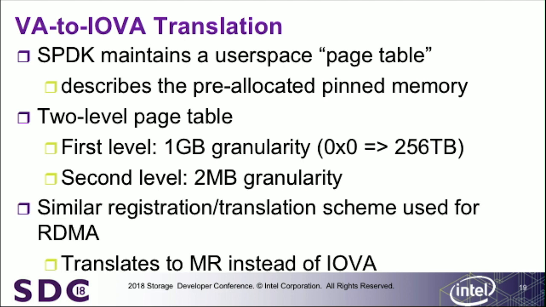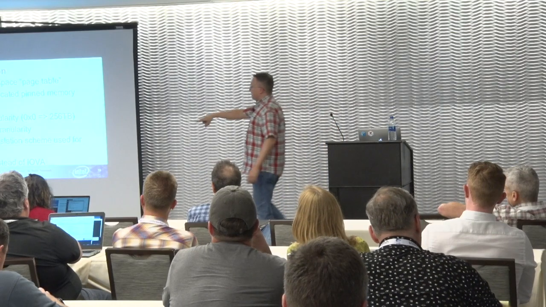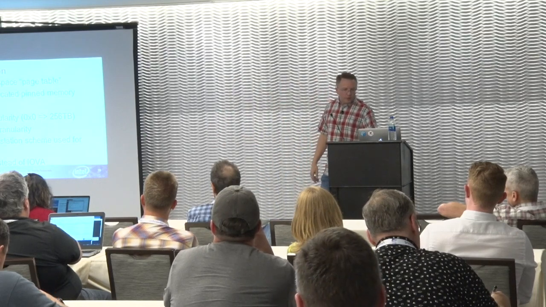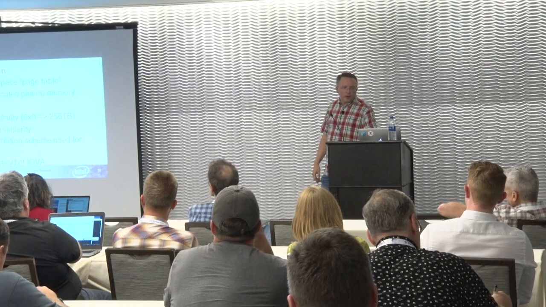as the driver is getting ready to actually program, like let's say the PRP list for the PCIe driver, it can start calling back into that environment layer to do those translations. And then we use a very similar scheme for RDMA, except in this case, you're not translating it to an IOVA, you're translating the virtual address to a memory region. So that same memory registration lookup code is used in both transports.